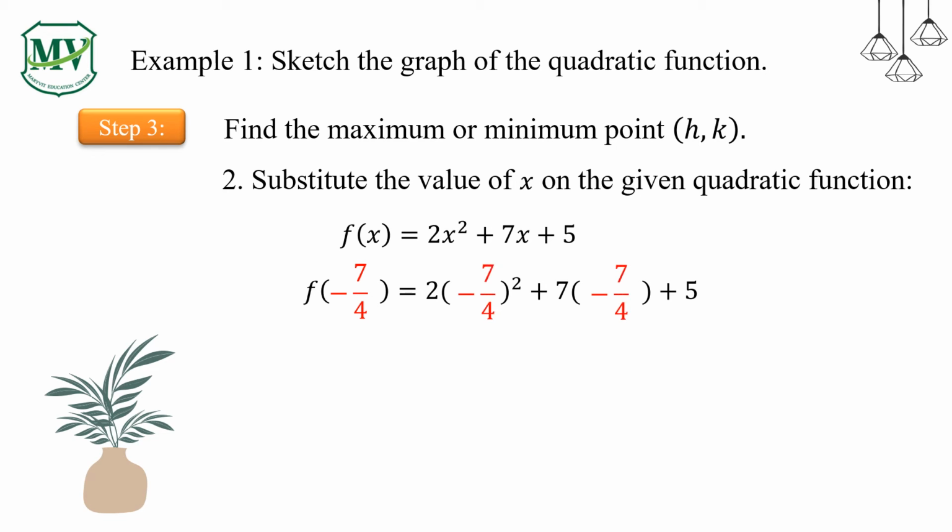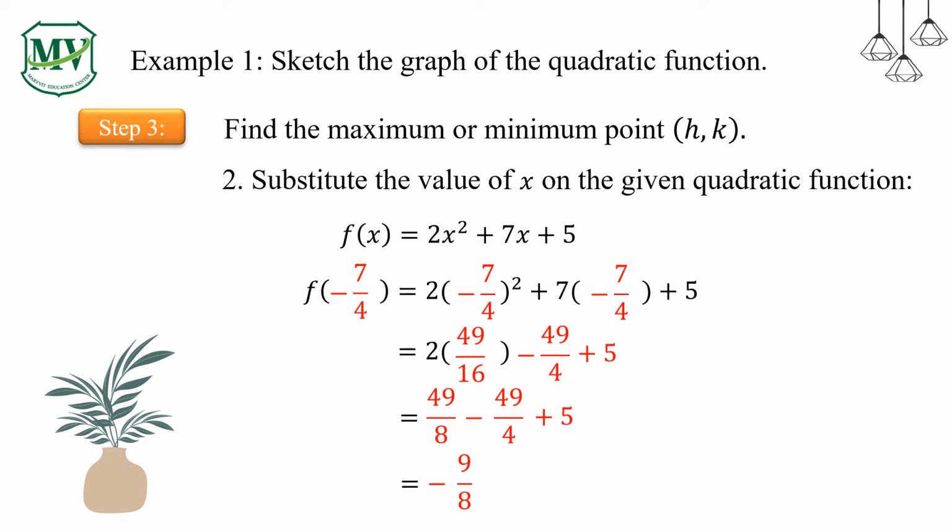Replace x using the value of x, which is negative 7 over 4. Negative 7 over 4 raised to 2 is equal to 49 over 16. 7 times negative 7 over 4 is negative 49 over 4. Copy positive 5. 2 times 49 over 16 is equal to 49 over 8, minus 49 over 4 plus 5. 49 over 8 minus 49 over 4 plus 5 is equal to negative 9 over 8. So the value of f(x) is equal to negative 9 over 8.